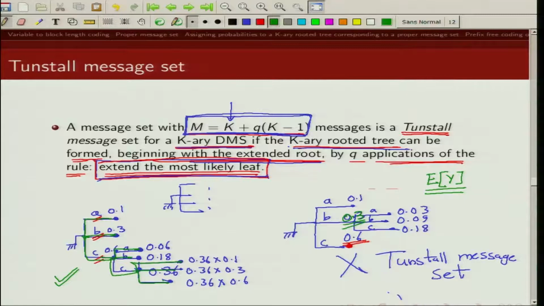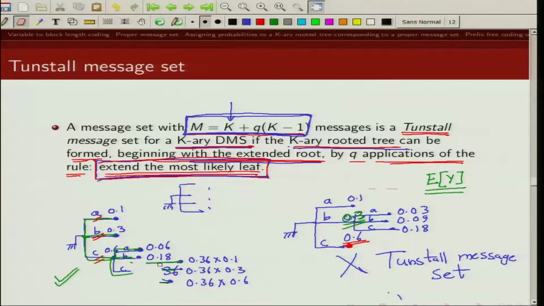Expected value of Y is nothing but, from the path length lemma, the sum of probabilities of all nodes including the root node, right? This is the expected value of Y according to the path length lemma: nothing but the sum of probabilities of all the nodes including the root node.